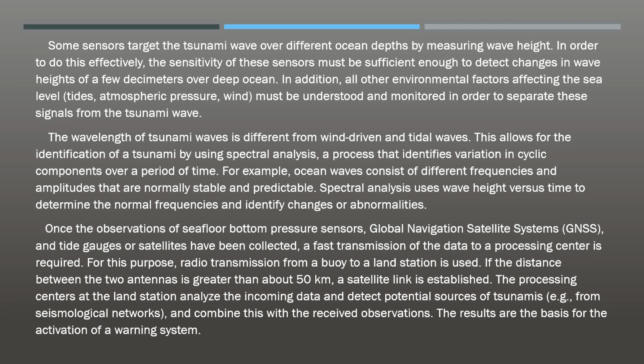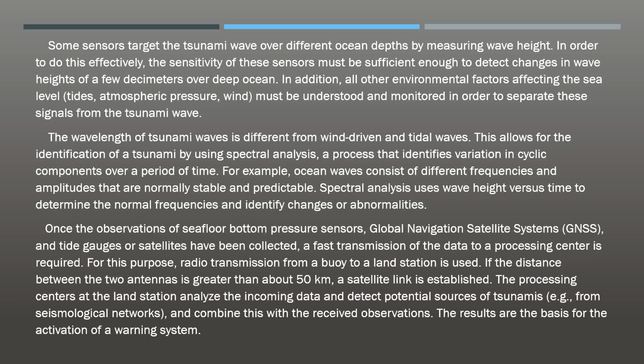The wavelength of the tsunami waves is different from the wind-driven and tidal waves. This allows for the identification of a tsunami by using spectral analysis, a process that identifies variation in cyclic components over a period of time. For example, ocean waves consist of different frequencies and amplitudes that are normally stable and predictable. Spectral analysis uses wave height versus time to determine the normal frequencies and identify changes or abnormalities.